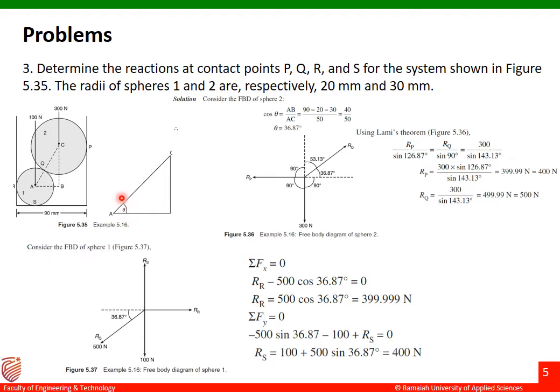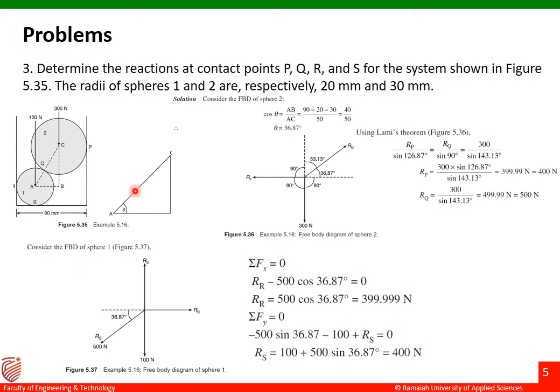Once this is done, you can easily find out the answer for theta. That is cos theta is equal to adjacent, that is 40 mm, and hypotenuse is 50 mm. That is cos theta is equal to 40 by 50. You'll get the answer for theta as 36.87 degrees. So now we got the answer for theta, that is 36.87.